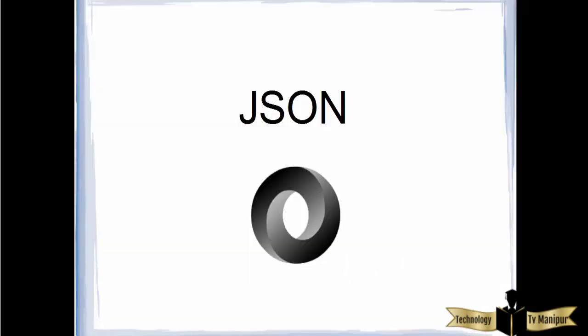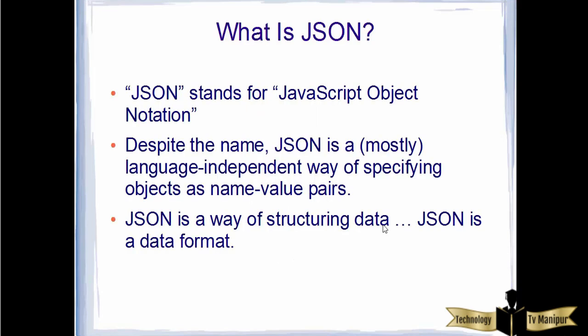JSON. Why do we use JSON? And how can we create JSON data? So let's get started. First of all, what is JSON? JSON stands for JavaScript Object Notation. But despite the name containing JavaScript, JSON is mostly language independent and it is specified in terms of objects, as the name appears. Now that's okay, but what really is JSON?